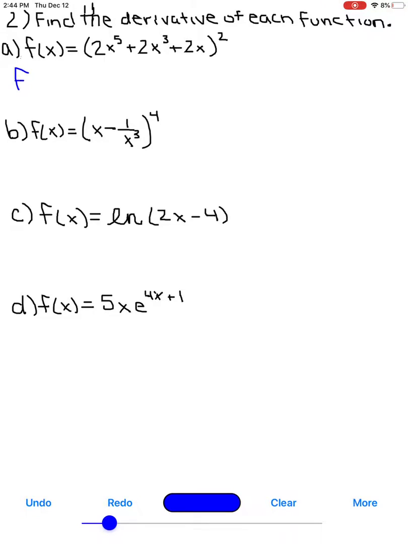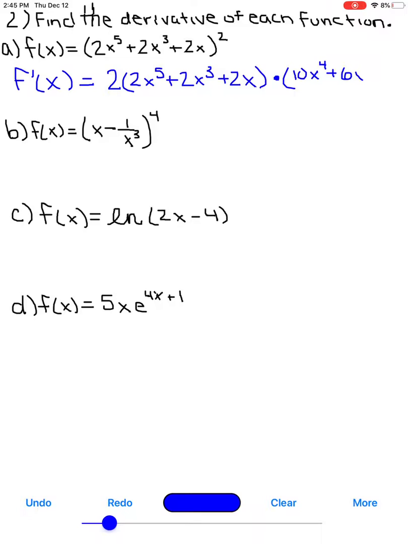So in this case, we will have f prime of x equals, take the derivative of the whole quantity, so 2 times the inside, 2x to the fifth plus 2x cubed plus 2x, times the derivative of the inside. And all of this is using the power rule. So we will take the 5 times the 2, so 10x, 5 minus 1 to the fourth, and then continue on, 6x squared plus 2. And that completes part A.